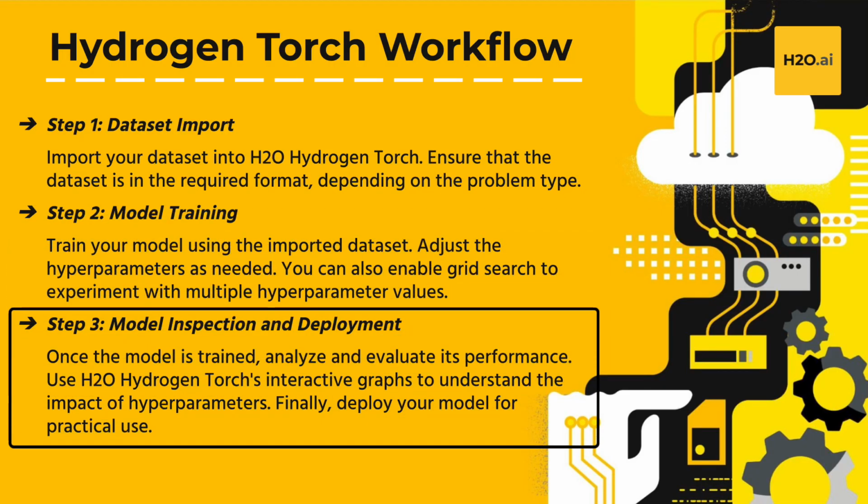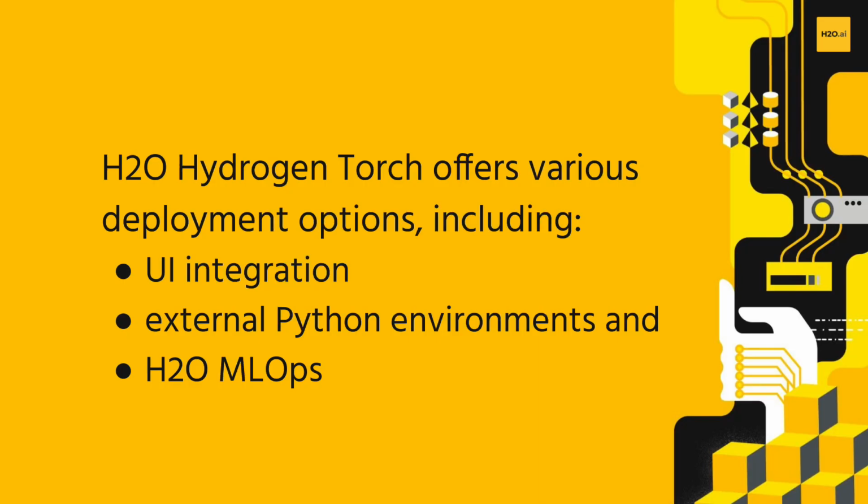Step 3. Model inspection and deployment. Once the model training is complete, it's time to analyze and evaluate your experiment's model to gain insights and assess its performance. H2O Hydrogen Torch allows you to inspect the model during and after the training process. Interactive graphs provided by the tool aid in understanding the impact of selected hyperparameter values.